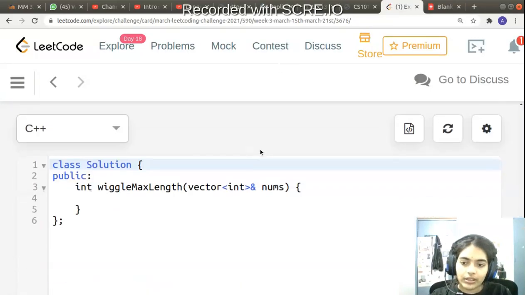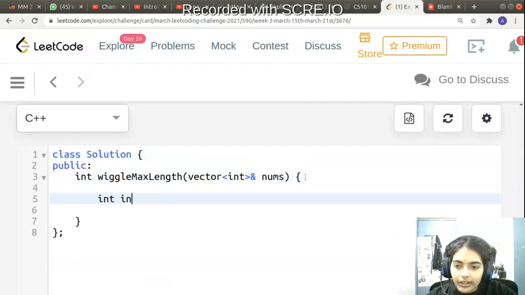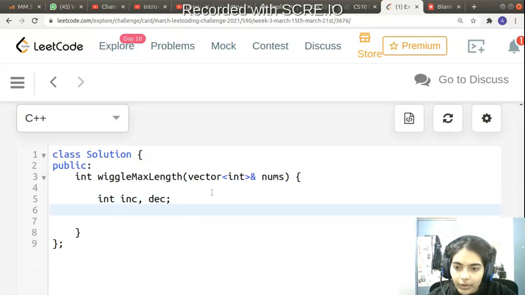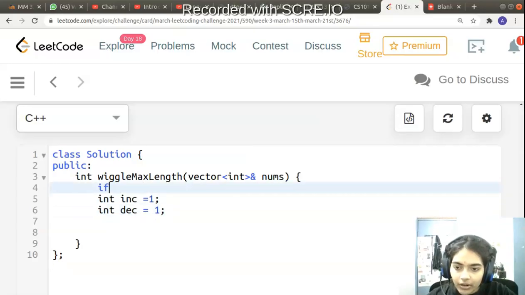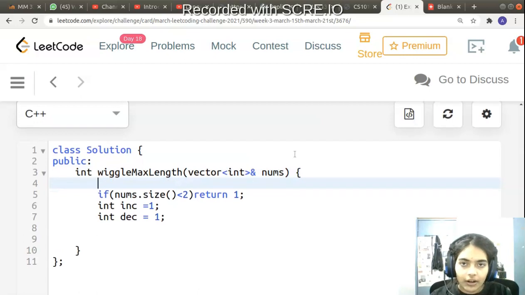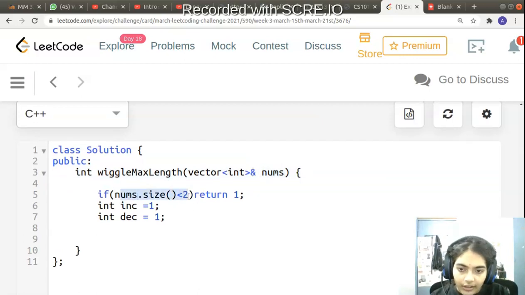So let's code this. You just declare two variables, int increasing and decreasing, and initially both can be 1. Int increasing is 1, int decreasing is 1, because if nums.size is less than 2, we'll just return 1. They will not give any invalid test cases. If nums.size equals 1, then we have just one number, which can be part of either an increasing or a decreasing sequence, so you can return 1.